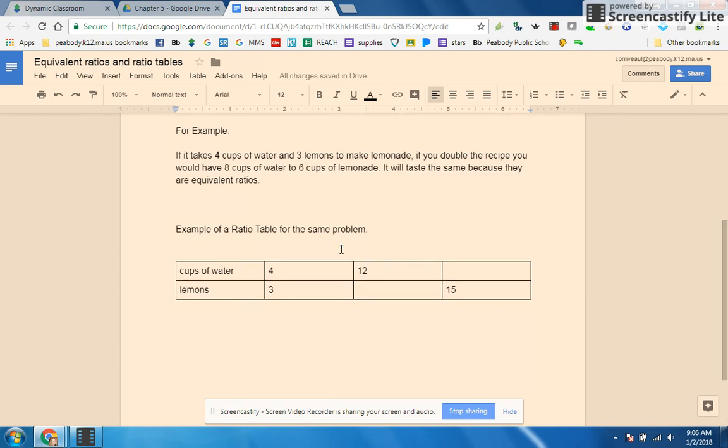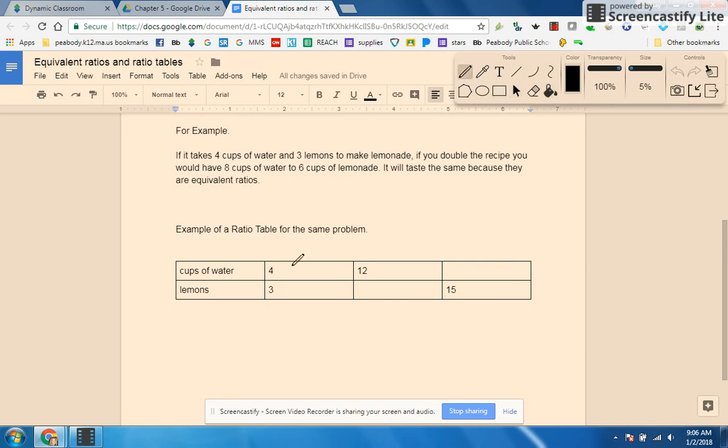So let's look at this chart. This is called a ratio table to show the same type of thing. They're saying fill in the blank. You're always starting with the original two numbers every single time. In order to get from 4 to 12, you're either multiplying or dividing. For this one, you're multiplying by 3. That's the only way you're getting from 4 to 12. So 4 times 3 is 12. Therefore, I would have to multiply the bottom of the recipe by 3, and that would be 9. So if you wanted to triple your recipe, you would need 12 cups of water and 9 squeezed lemons.